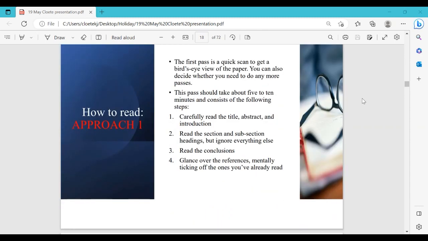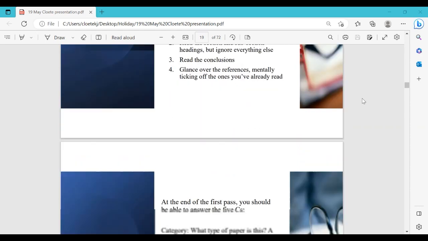This is when you read the paper the first time. So you quickly scan, you want to get a bird's eye view of what the paper is about. And then you can think about, okay, is this paper important for me, or is it not necessary to go to a second reading phase? This can take you about 5 to 10 minutes. And in this first reading phase, you will read the title, the abstract, and the introduction. Then you can read the sections and the subsections, and then you can immediately jump to the conclusions and maybe glance over some references. Maybe you'll find some that you already have or some that you can add. So this is the first pass.